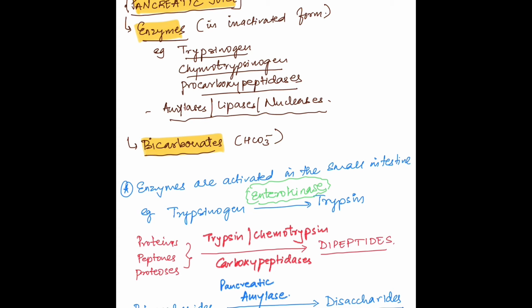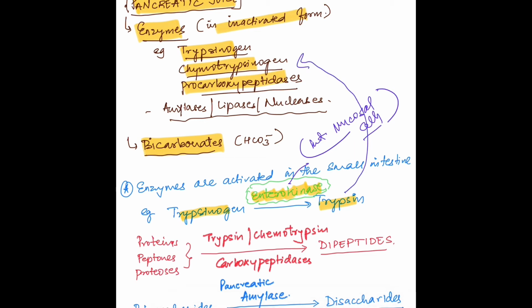Many enzymes secreted by pancreas are zymogens like trypsinogen, chymotrypsinogen, and procarboxypeptidases. Pancreas also secretes pancreatic amylases, lipases, and nucleases. The zymogens, that is the inactive enzymes, are activated in the small intestine after they are secreted. For example, trypsinogen is converted to its active form trypsin by enzyme enterokinase. Enterokinase is secreted by cells of intestinal mucosa. Trypsin then helps in activation of chymotrypsinogen and procarboxypeptidases to chymotrypsin and carboxypeptidases.